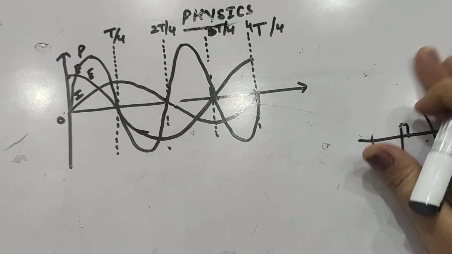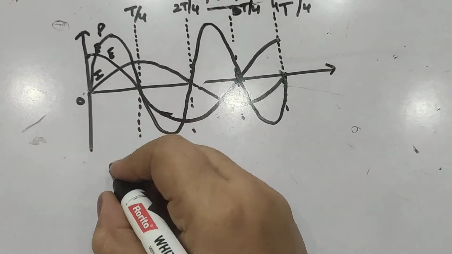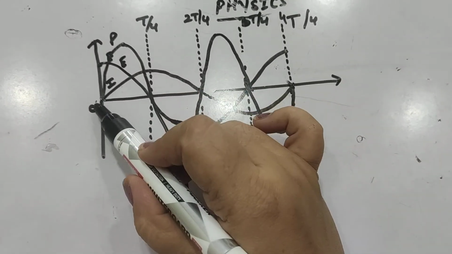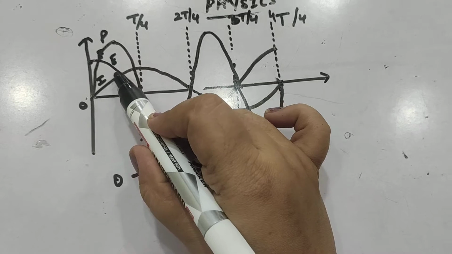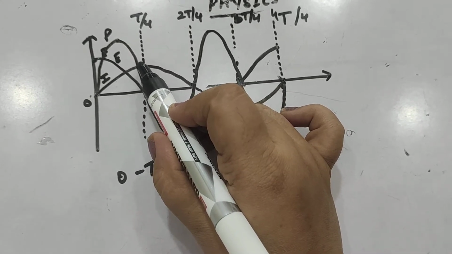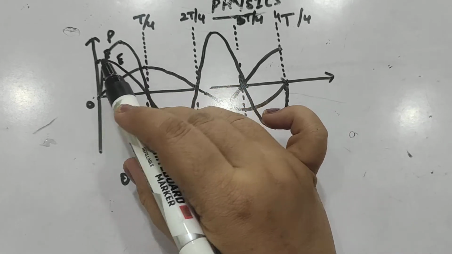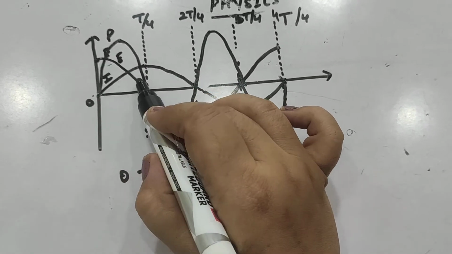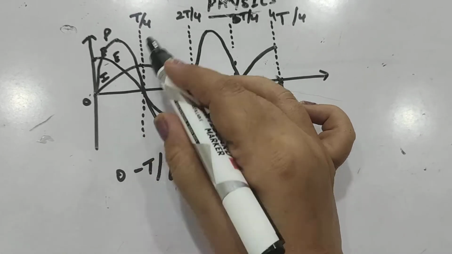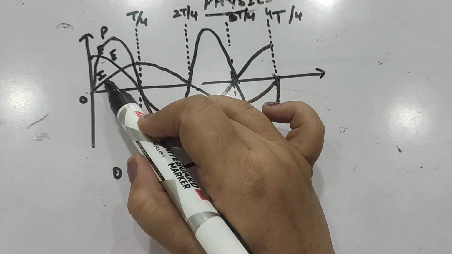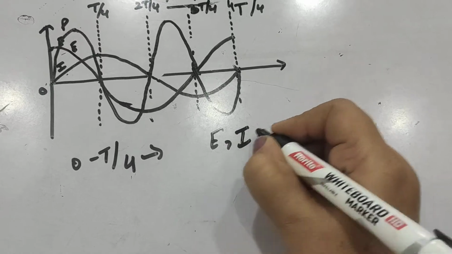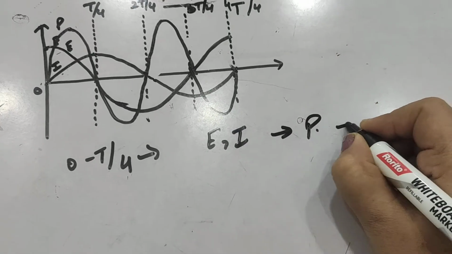Now you can see that during 0 to T by 4, the current I is increasing and reaches its maximum value at T by 4. And the EMF E is decreasing, but it is still positive. So this lies on the positive axis. So we can say that both E and I are positive, so power is positive.